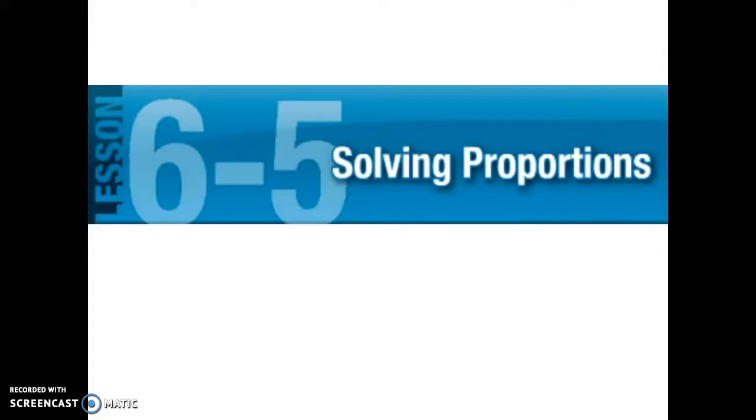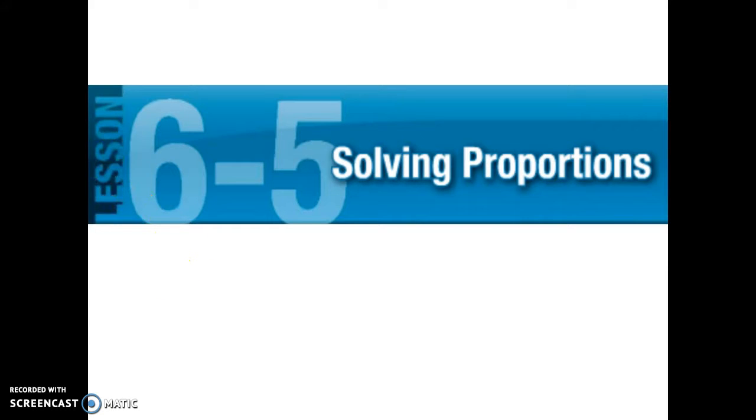Alright class, jumping into 6-5, solving proportions. Very, very important section, one of my favorites. Use this all the time the rest of the time you're in high school, very applicable to real life also, to solve proportions. So let's jump right into it.